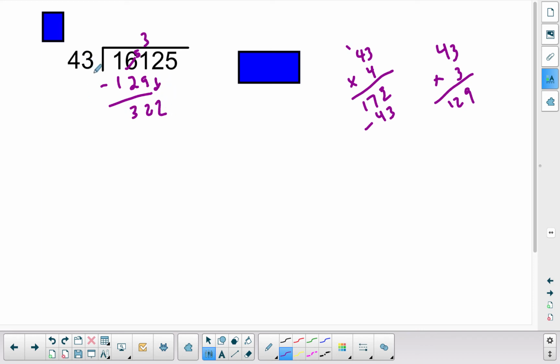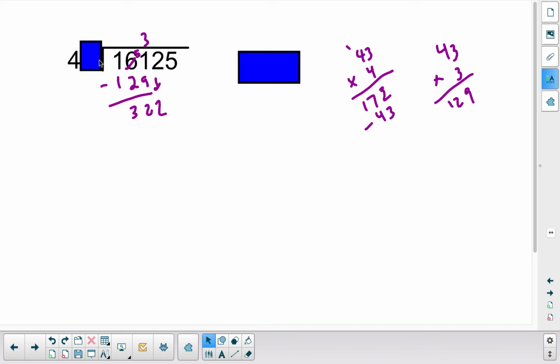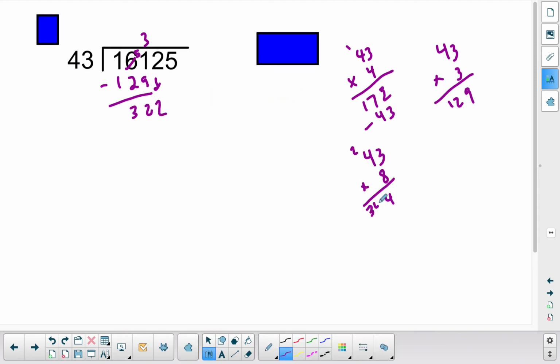Now it's 43. How many times does it go into 322? Once again, I recommend covering up the ones place, and the ones place in the other number. You can see that 8 times is probably reasonable. So right here I did 43 times 8. I got 344. So it's slightly too big. So I'm going to say it's 7 times.